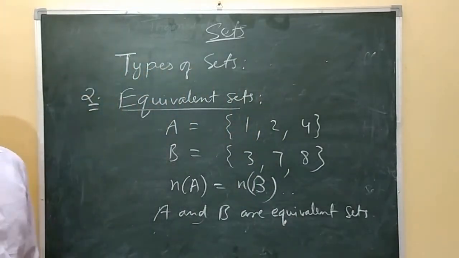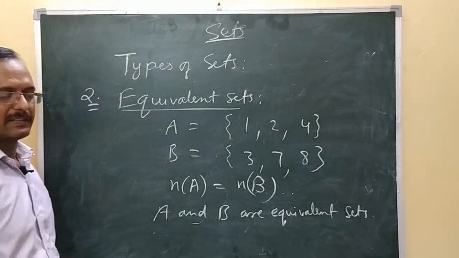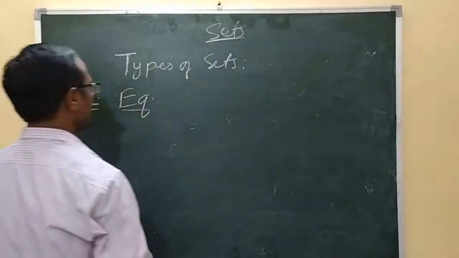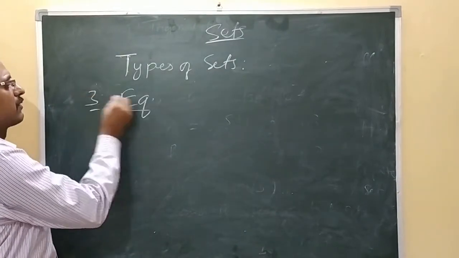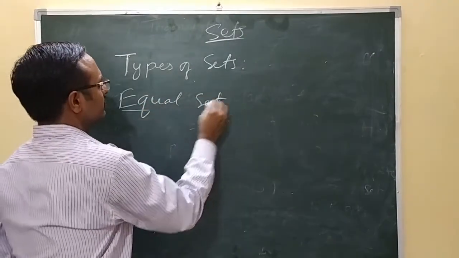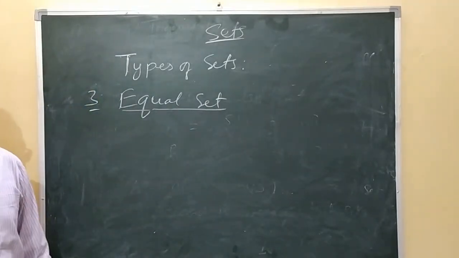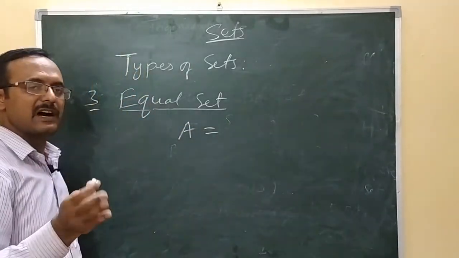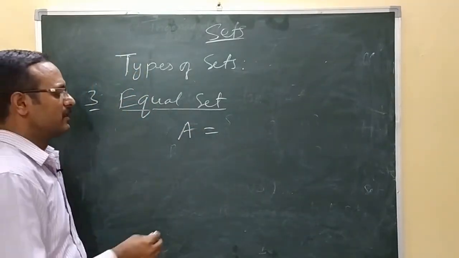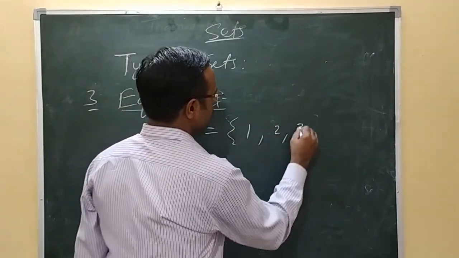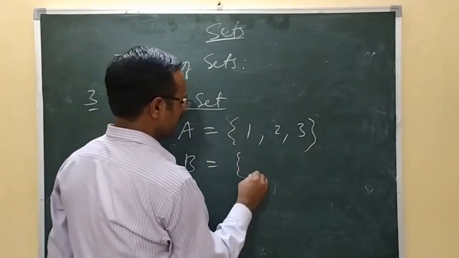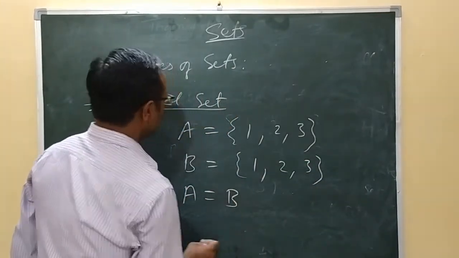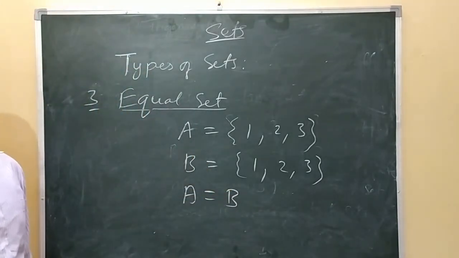A and B are equivalent sets. Coming to the next type of set, that is equal set. In this type of set, all the elements are the same. The elements of two sets are exactly the same in each other. So if A equal to {1, 2, 3} and B is also having the same elements 1, 2, 3, then you can say that A equal to B. So A and B are equal sets. This is our third set.